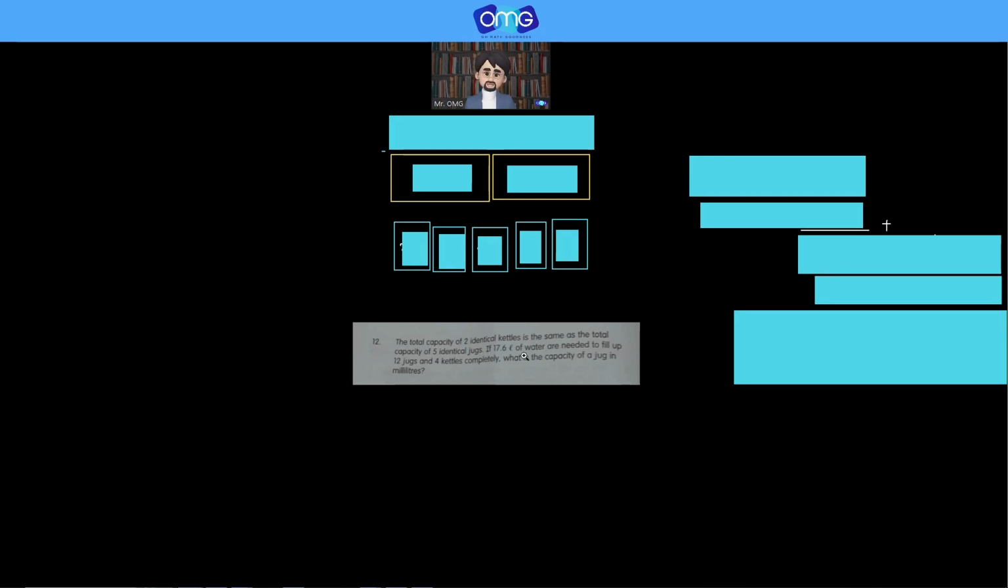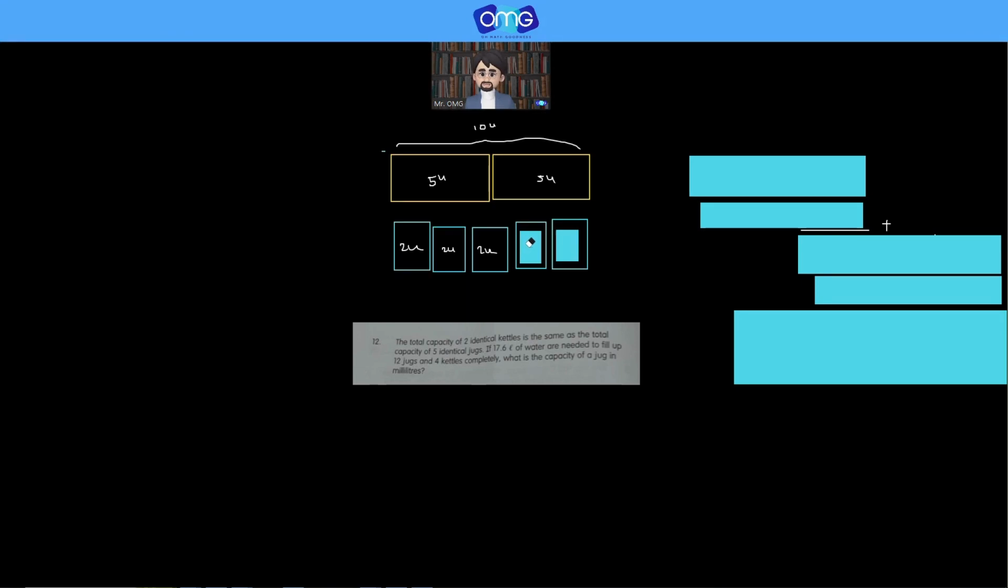So in order to find this, let's use the unitary model, which is let's say this is 10 units because this is 2, this is 5. To make it fair, let's assume 10 units. So if this is 10 units, each of these kettles, the blue one, is 5 units, while the jugs are 2 units each, 10 divided by 5, understand, and 2 units here.